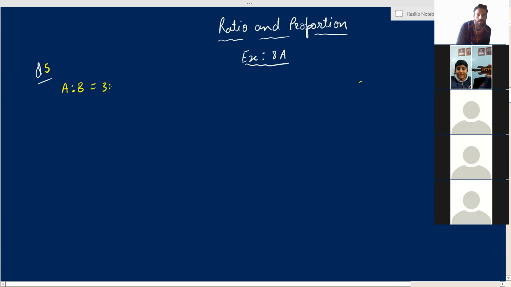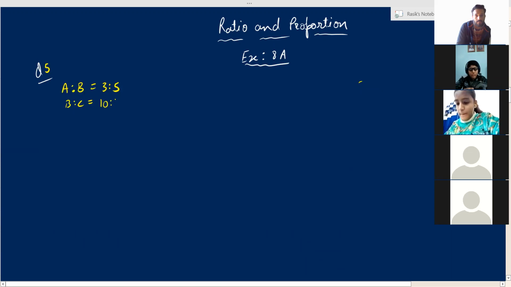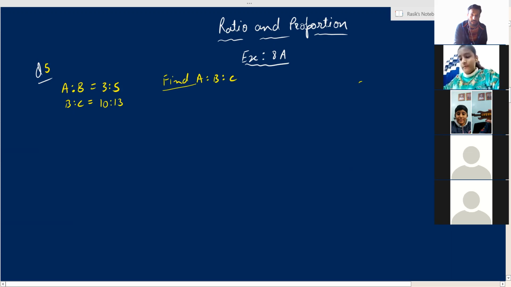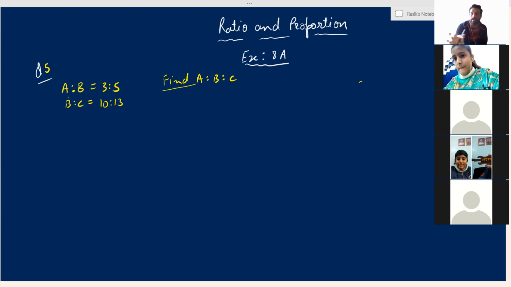A ratio B is 3:5, correct? And B ratio C is 10:13. This time we have to find A ratio B ratio C, all the three ratios together. So we will use the same method like we did in the last question. I always tell you the methods which are applicable in all the questions. Not in just one question, some other method we are using in another question. I tell you one method which is universal, applicable everywhere.